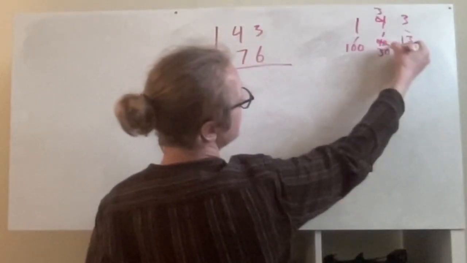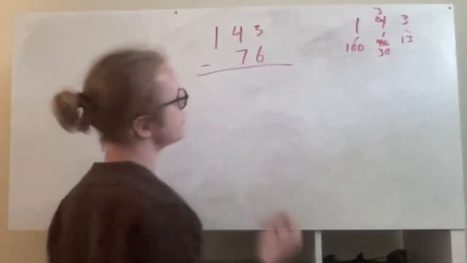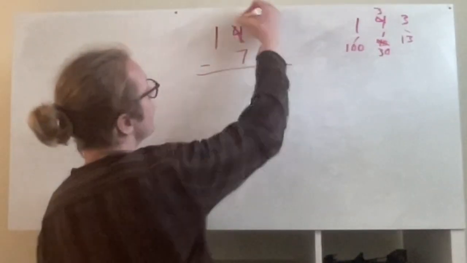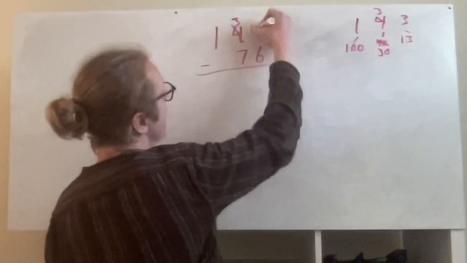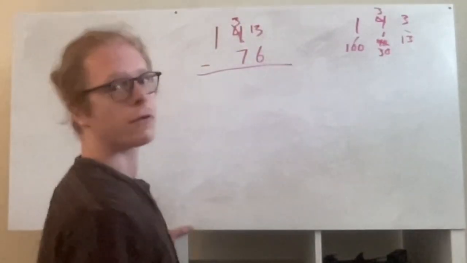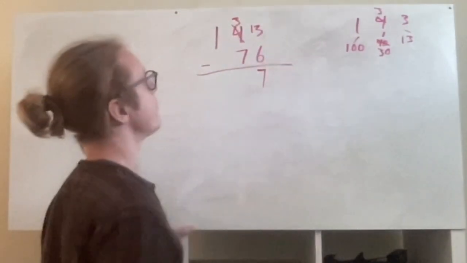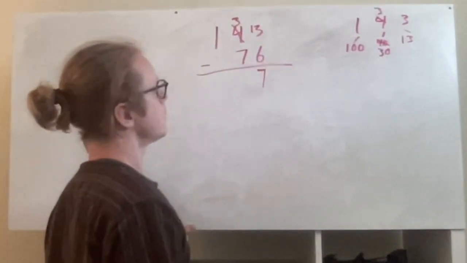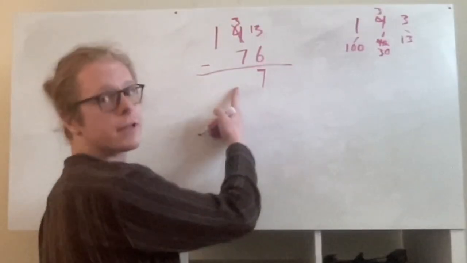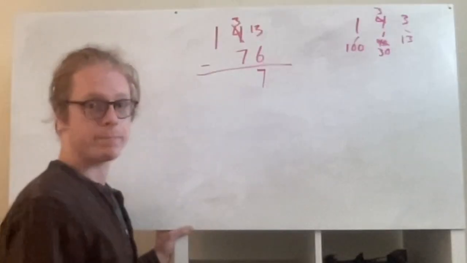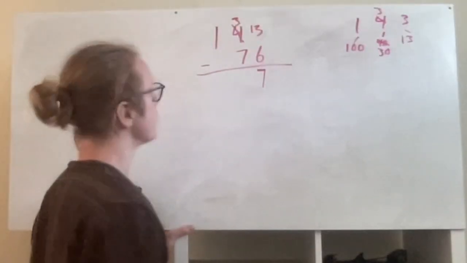Because I took that 10 away, goes right here. What does that look like? Cross off the 4, make it a 3, and this becomes a 13. Okay, now 13 minus 6 gives me 7. Move over to the tens place. 3 minus 7, again, same problem, right? Same problem.